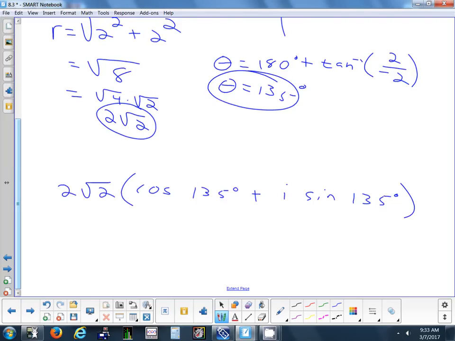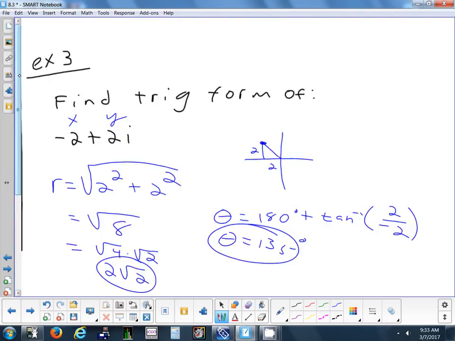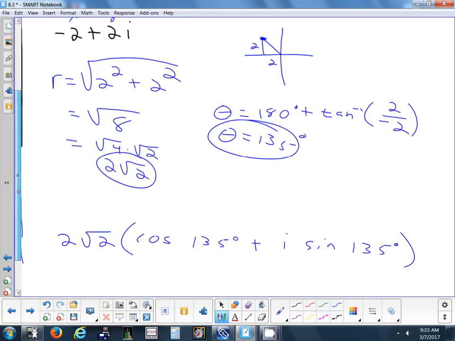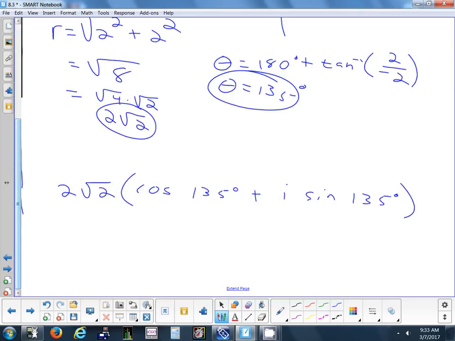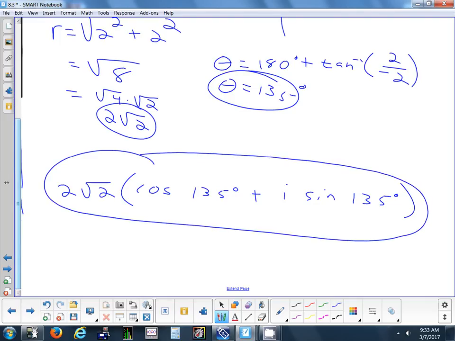If you were to distribute out the 2 root 2, and take the cosine of 135 and the sine of 135, you would change this exactly back to what we started with. Okay, so we don't want to change it back. So don't take the cosine of 135 and don't distribute anything out. Leave it just like that. Okay. Any questions on that one?